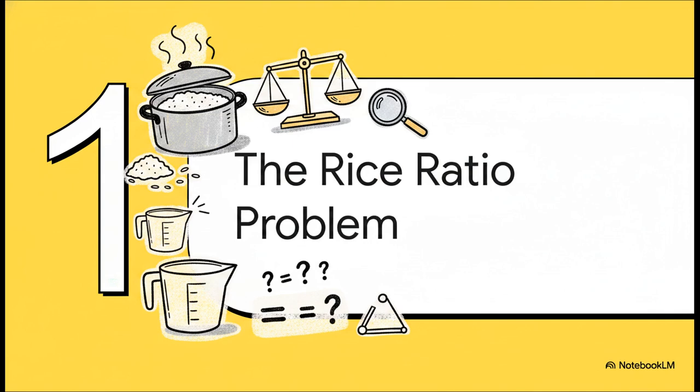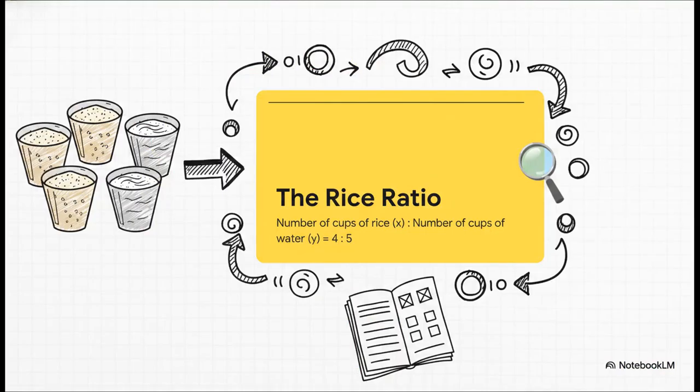Okay, first things first, let's break down the core information at the heart of this question. So here it is, the heart of the problem. For every 4 cups of rice, you need 5 cups of water. This simple 4-to-5 ratio is the foundation for absolutely everything we're about to do.